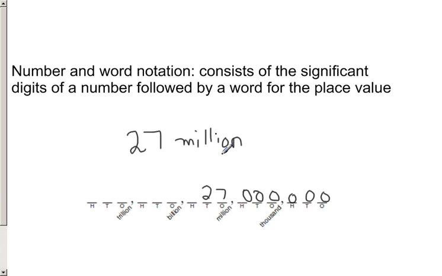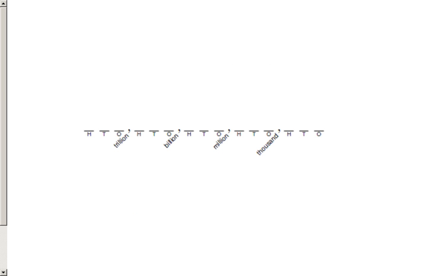So when I convert that number to number and word notation, it's going to be 27 million. Because again, I'm looking at my greatest place, this 27. I'm looking at where that comma is and it tells me it's million. So let's look at another example. And the example I'm going to use, I'm going to write it on the line. And I'm writing the number in standard notation, but we're changing it to number and word notation.